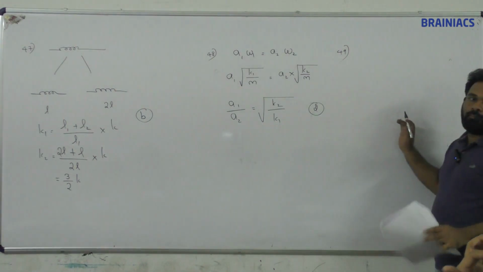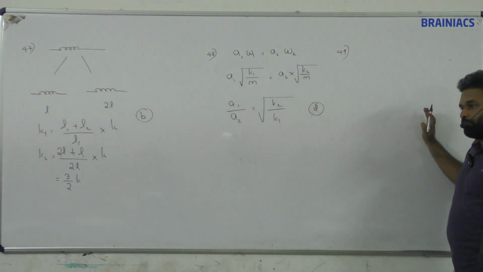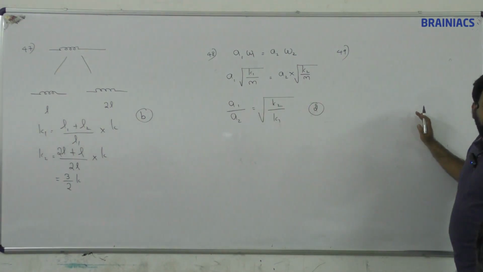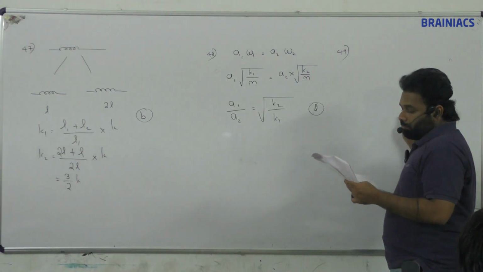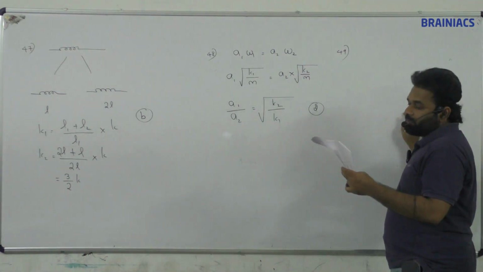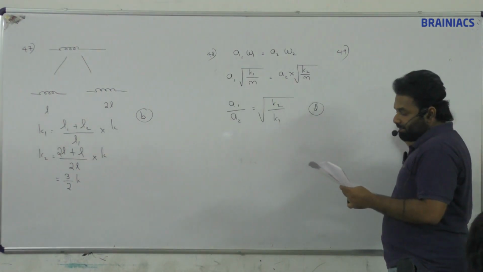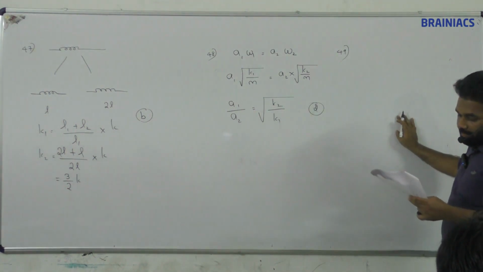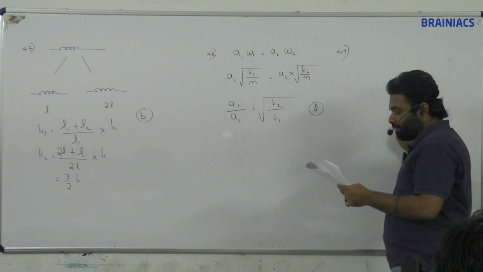Clear? Any doubt, children? We'll move to the next one. Question number 49. Two identical springs of constant K are connected in series and parallel as shown in the figure. A mass M is suspended from them. The ratio of their frequencies of vertical oscillation will be.